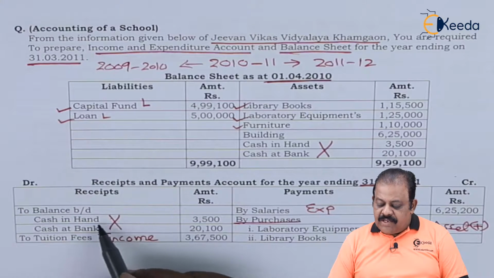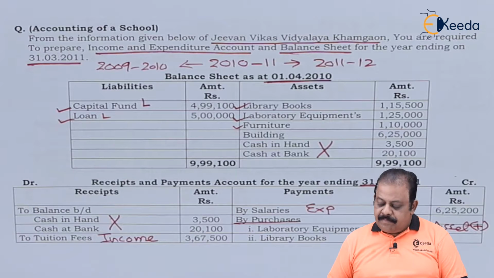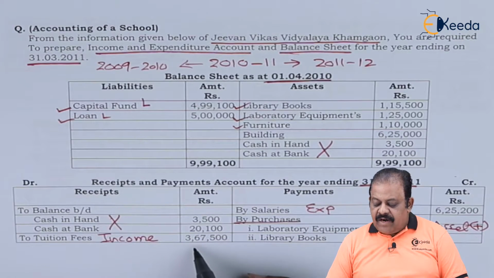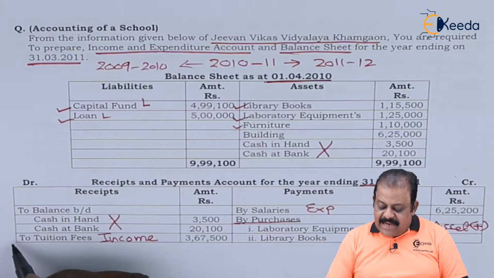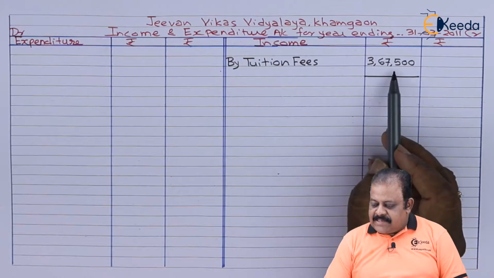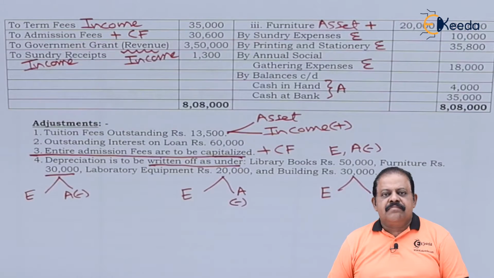Here we have opening balance of cash in hand, cash at bank. It will not be recorded anywhere. Tuition fees. This will be recorded as income. There is an adjustment on this item. Tuition fees 3,67,500.